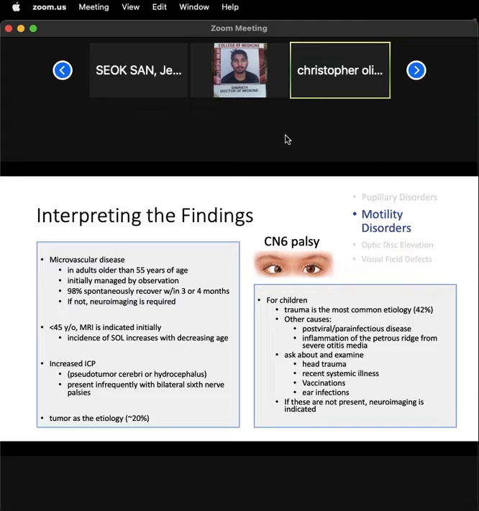For children, trauma is the most common etiology. Other causes can be infectious disease, post-viral, inflammation of the petrous ridge from severe otitis media. So you can ask the guardian or the patient directly about head trauma, recent illness, vaccinations. Then if they're not present, also do neuroimaging.